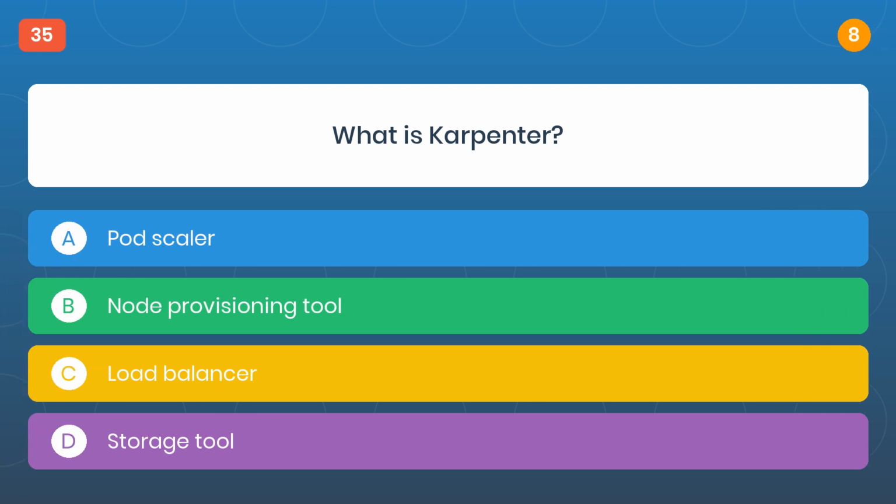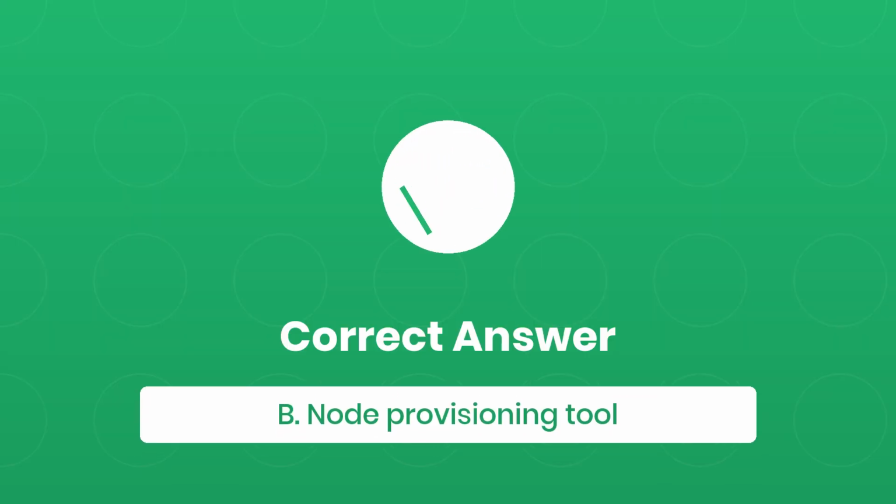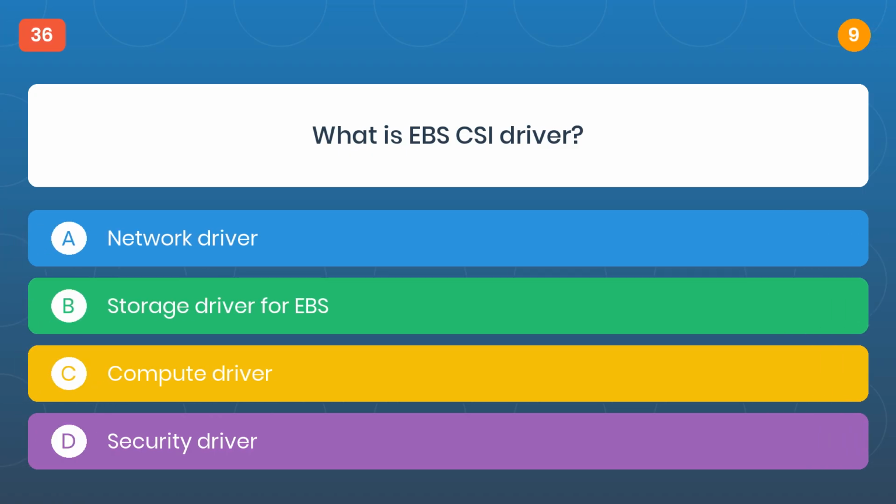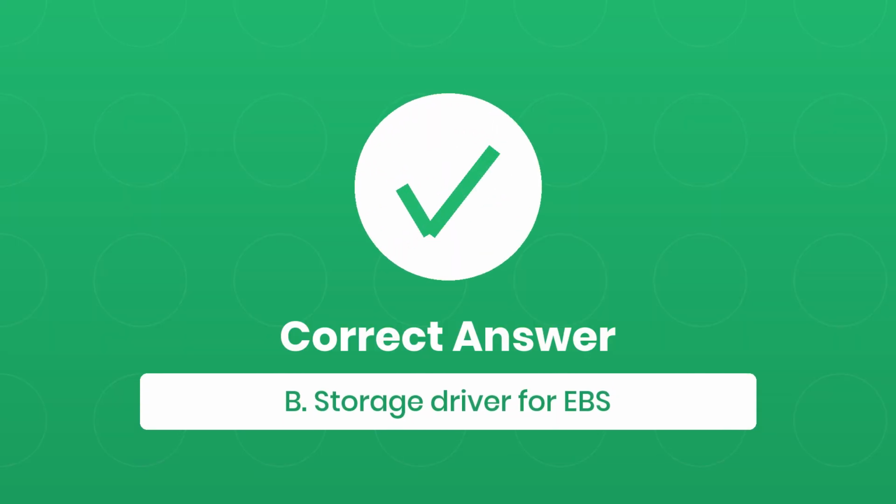Question 35. What is Karpenter? The correct answer is B, node provisioning tool. Question 36. What is EBS CSI driver? The correct answer is B, storage driver for EBS.